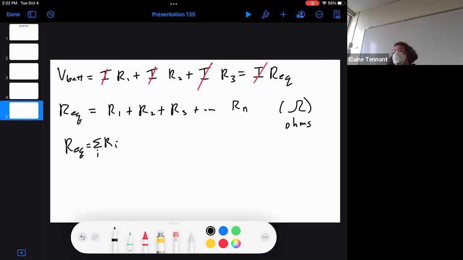We did a really similar derivation for capacitors. Was this the equation we got for capacitors in series, or was this the equation we got for capacitors in parallel?